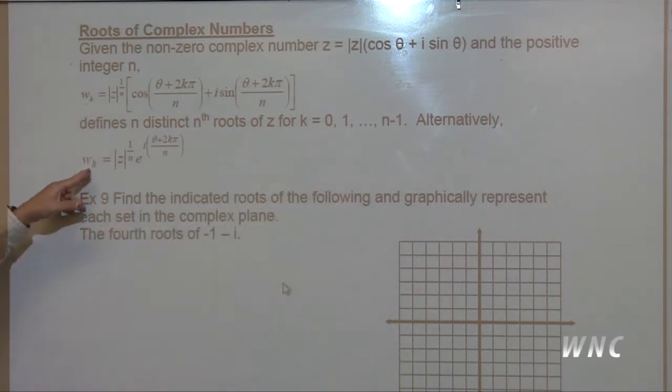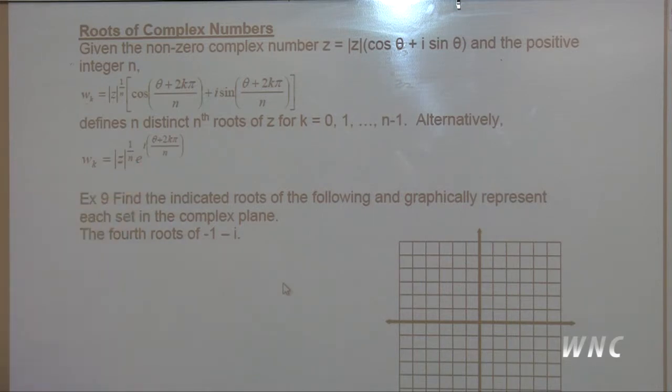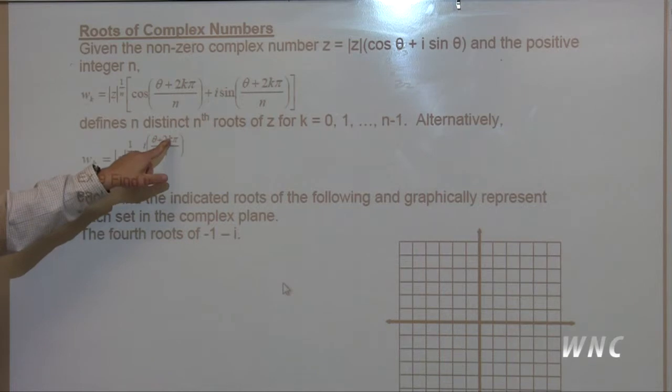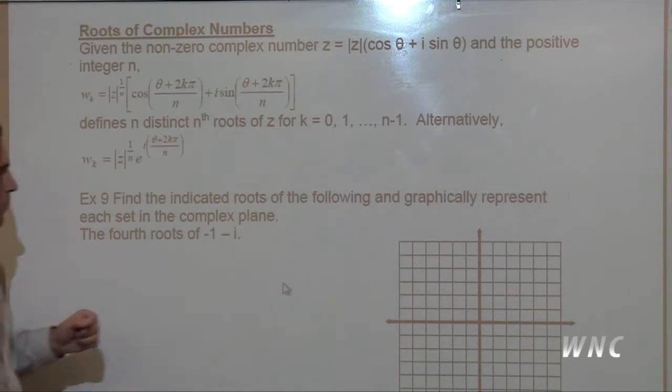Alternately, w sub k, this is the Euler format, is the magnitude of z to the 1 over n, e to the i times (theta plus 2k pi over n). And again, this generates different values. k would be 0, 1, 2, for however many you need to do given what n was.